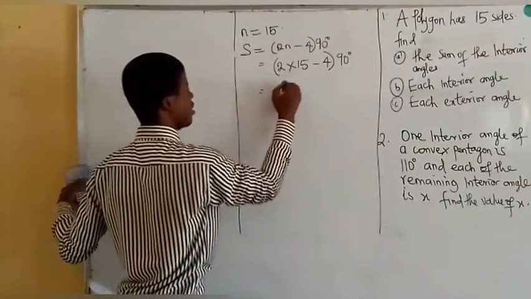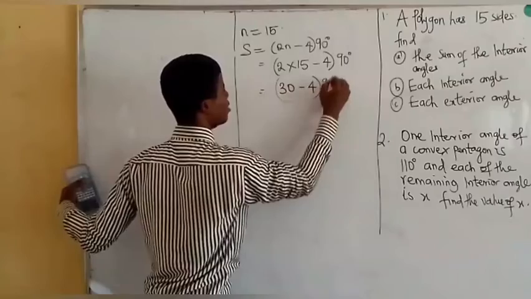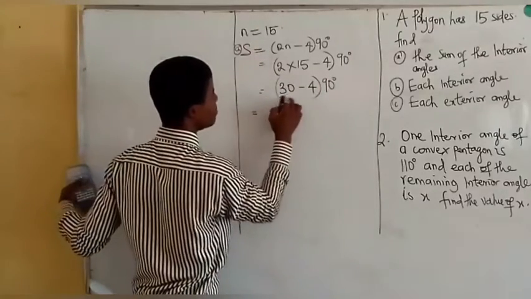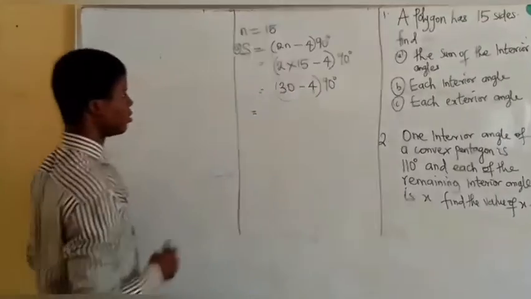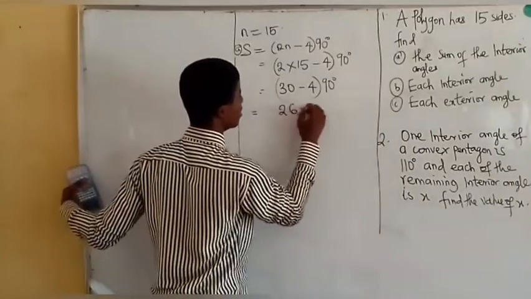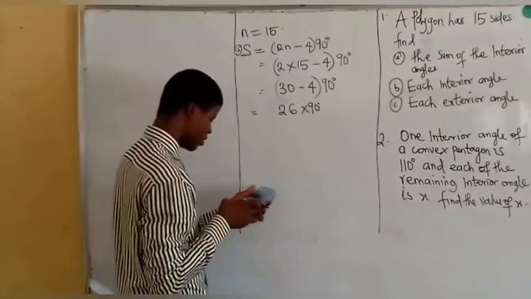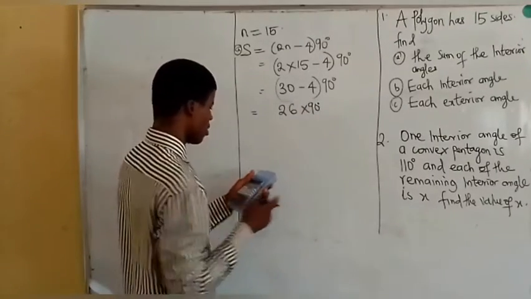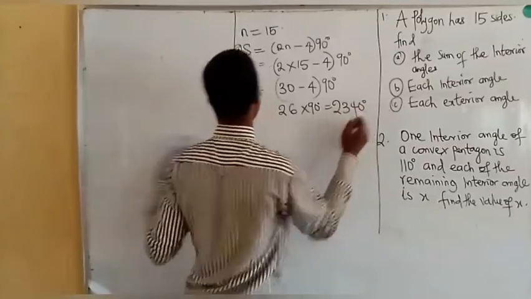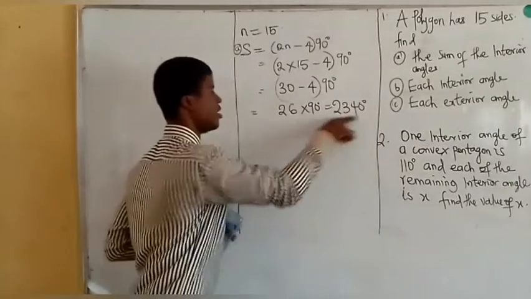2 times 15 is 30. 30 minus 4 times 90 degrees. We are solving A now. So 30 minus 4 is 26. That's 26 times 90 degrees. And so 26 times 90 degrees will give me 2,340 degrees. So the sum of interior angles of this polygon with 15 sides is this.